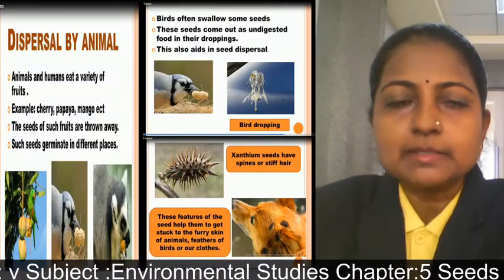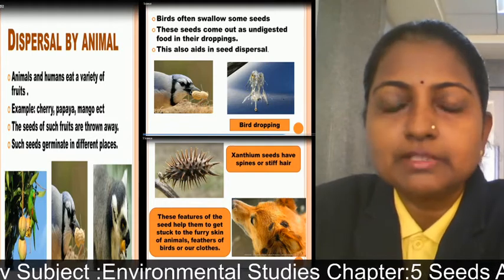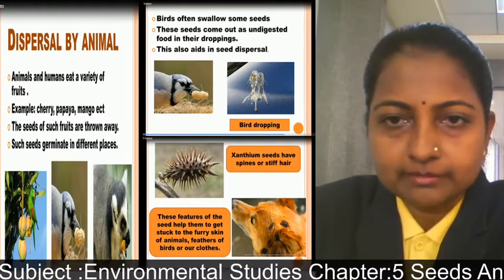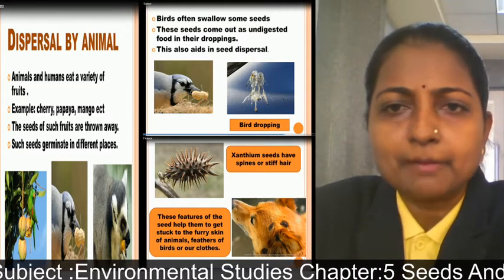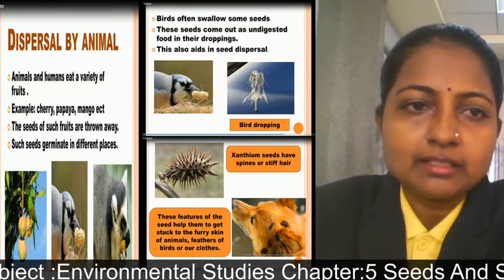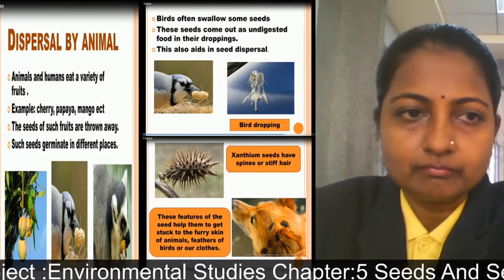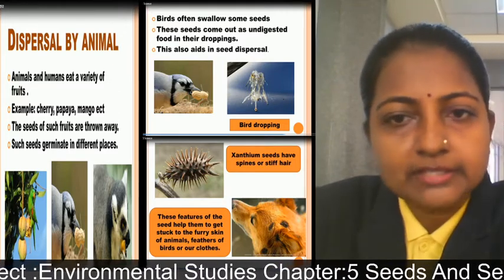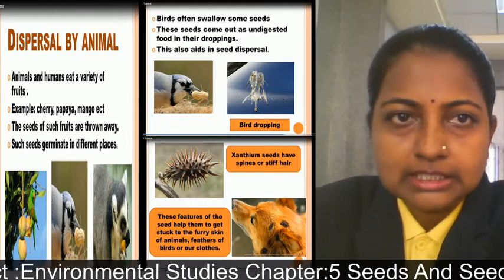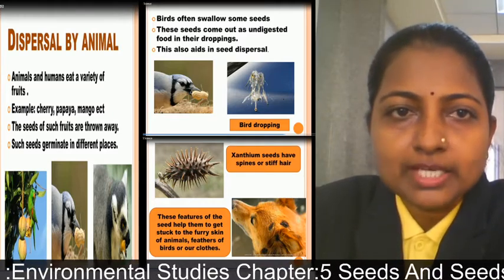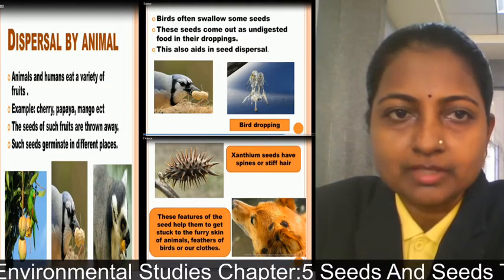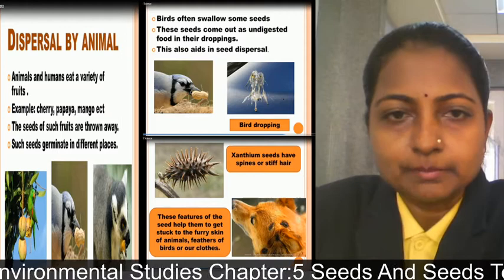Now we will see dispersal by animals. So animals and humans eat a variety of fruits, for example cherry, papaya, mango, etc. The seeds of such fruits are thrown away. Such seeds germinate in different places. Birds often swallow some seeds. These seeds come out as undigested food in their droppings. This also aids in seed dispersal.